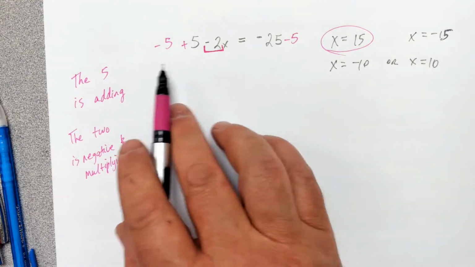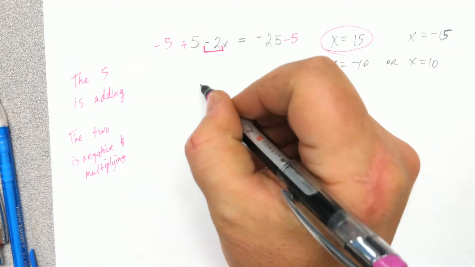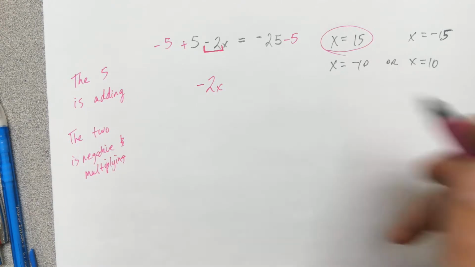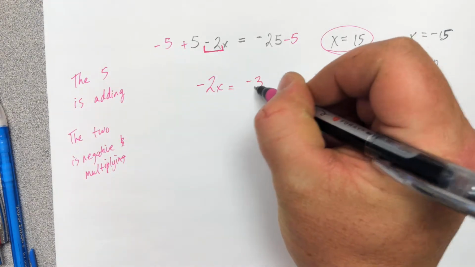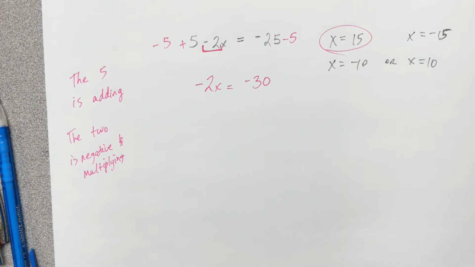Oscar, you know how to say big 0 in Spanish? No? Oh, okay. So I got -2x. Marlene does, huh? Okay, Marlene. And that equals -30. Because -25 minus 5 is -30.